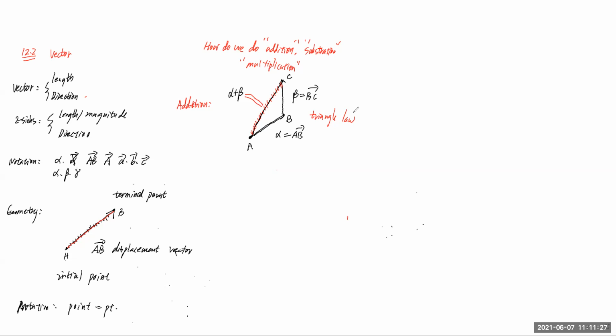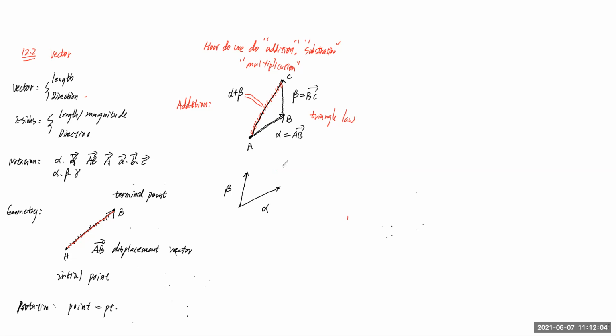And then you may say, okay, your picture is so special, right? So for example, this is alpha, and this is beta. Now the picture is different, right? This is the end point. For the second one, the starting point of beta is not the terminal point of alpha. How do you add this? You cannot use the triangular rule. How? You first move this to this place.